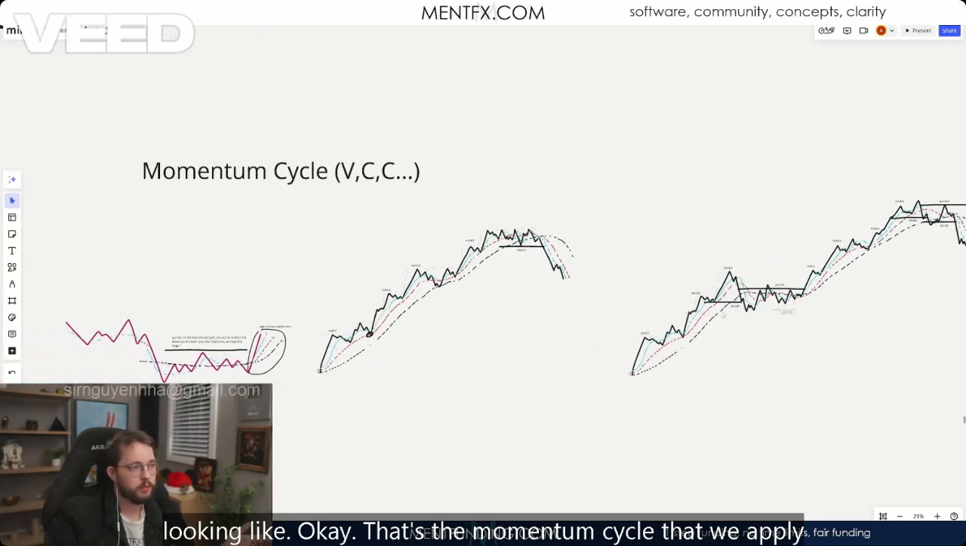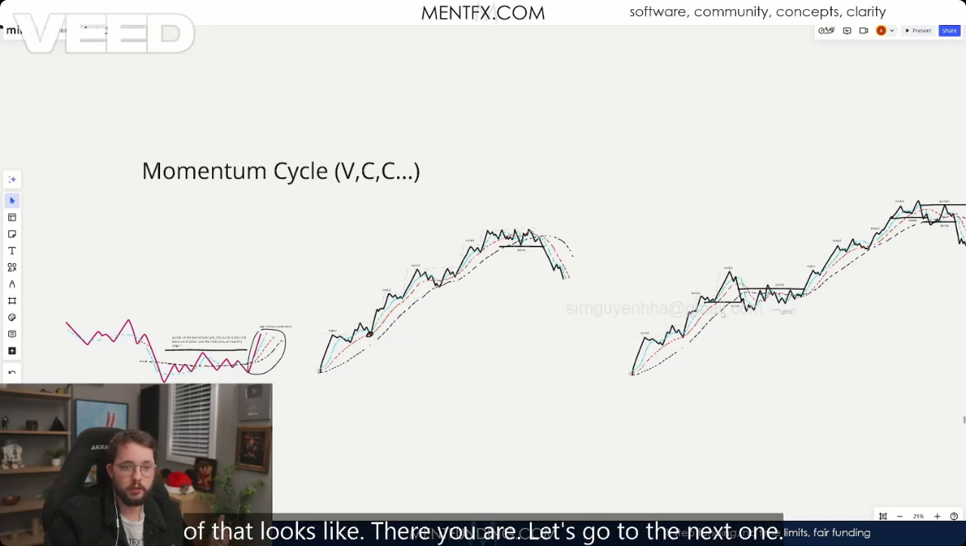That's the momentum cycle that we apply to the V, the C, and the C, and how the labeling as a result of that looks. There you are. Let's go to the next one.